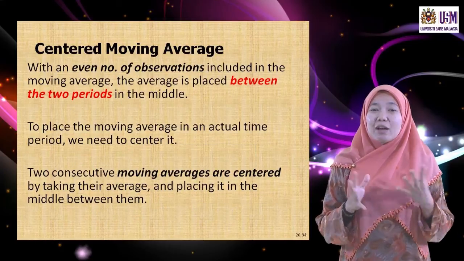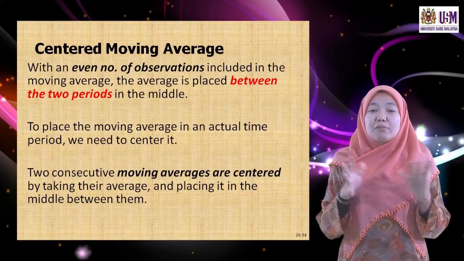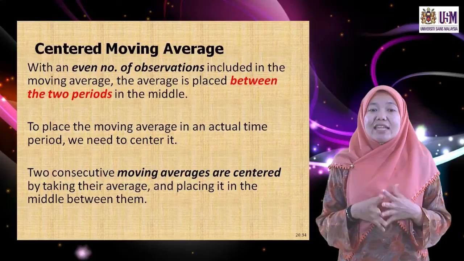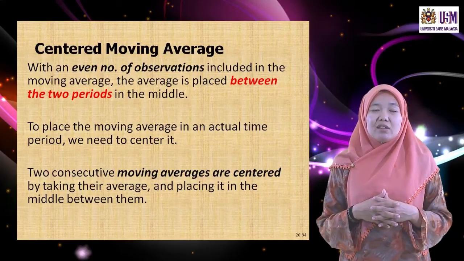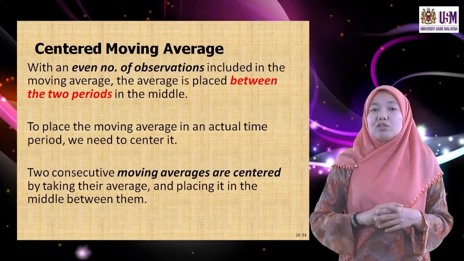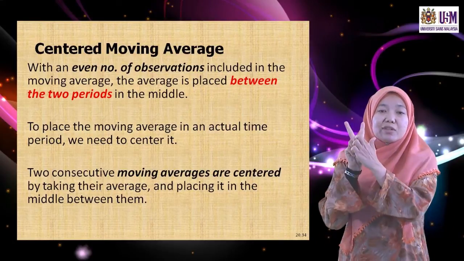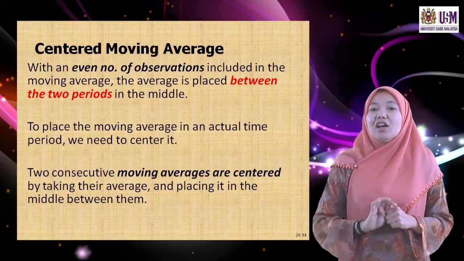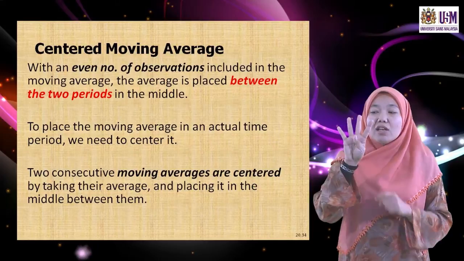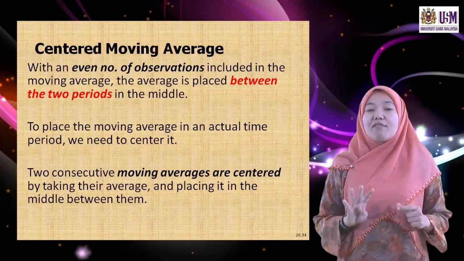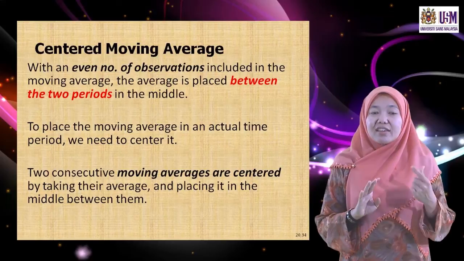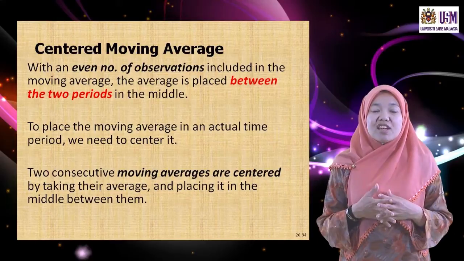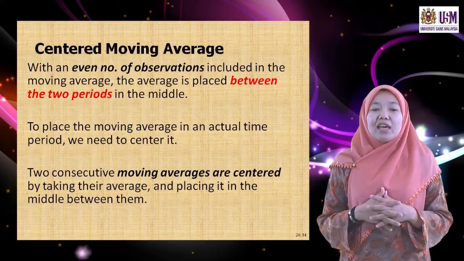When we talk about centered moving average, with an even number of observations included in the moving average, the average will be placed between the two periods right in the middle. Just bear in mind, if you're talking about two values, the average will fall right in the middle of the two values. If you have 4 quarters in a year, the average of 4 quarters will fall somewhere between quarter 2 and quarter 3 of that particular year. So to place the moving average in terms of an actual time period, you need to center it. How do you do that?